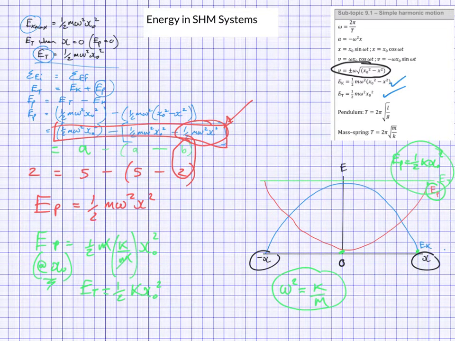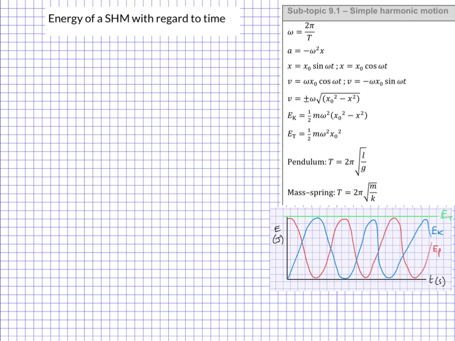I would definitely have a little qualitative graph in front of you representing where the energies are at different times. All right, so we'd previously talked about getting this kinetic energy formula by looking at energy in a simple harmonic motion system with regards to this displacement. Now we're going to take a look at the energy in a simple harmonic system with regards to time.